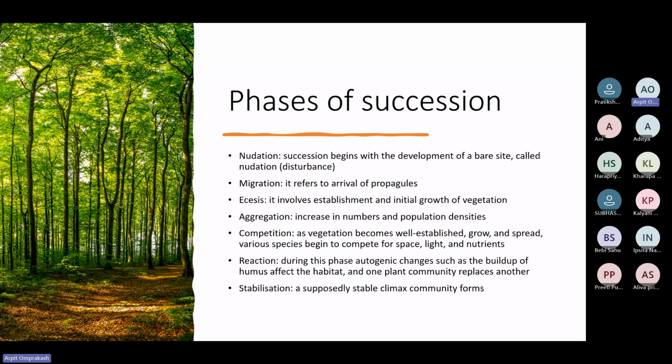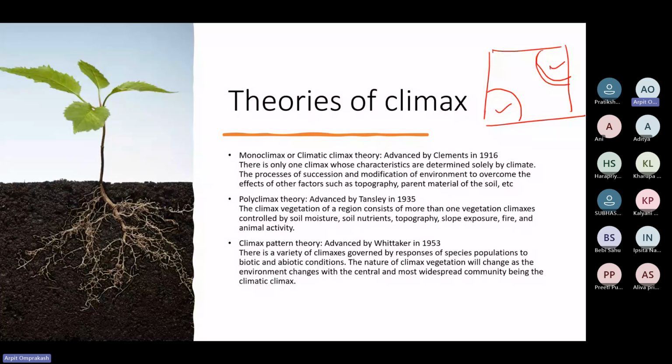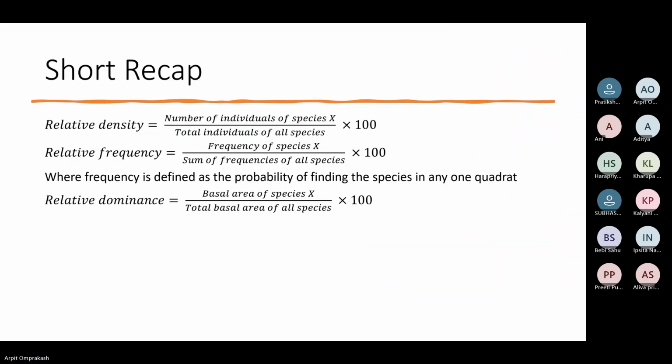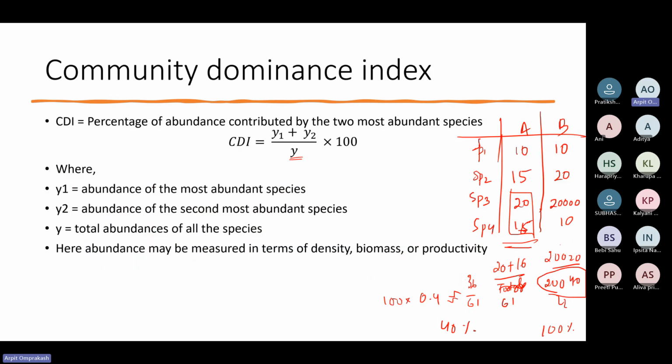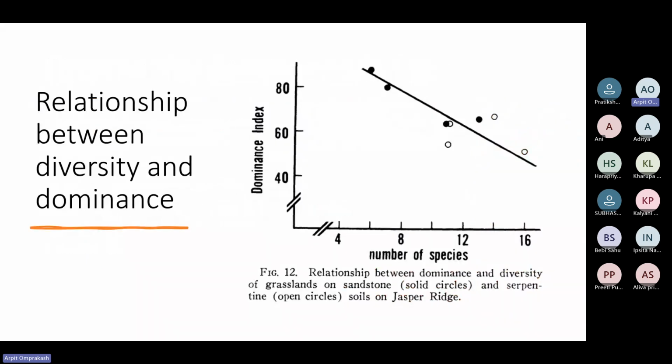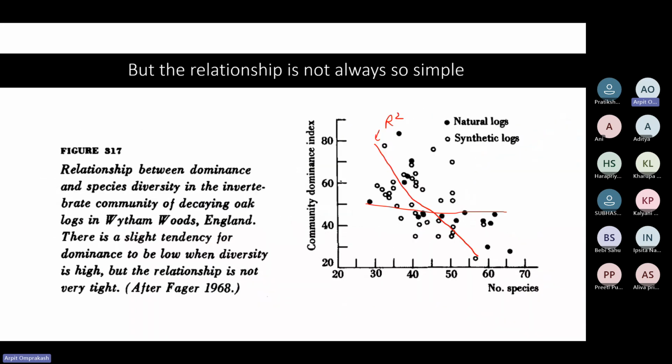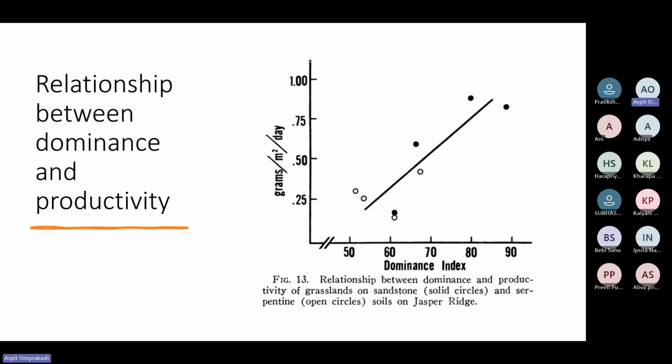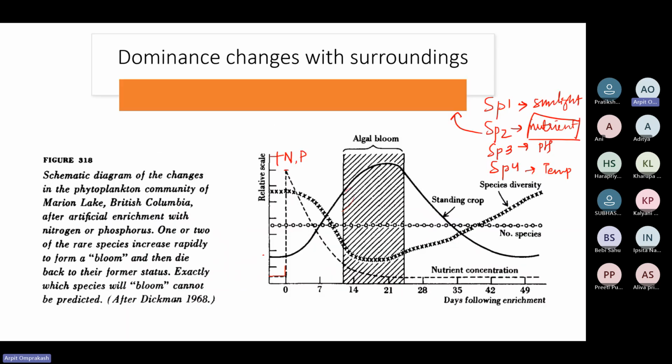We talked about the phases of succession and the theories of climatic communities, or theories how climatic communities are formed, and how do they vary, or what basically determines the climatic community of a given area. We then talked about dominance, community dominance index, relationship between diversity and dominance, relationship between dominance and productivity. And we also talked about how surroundings and changes in surroundings can change dominance.